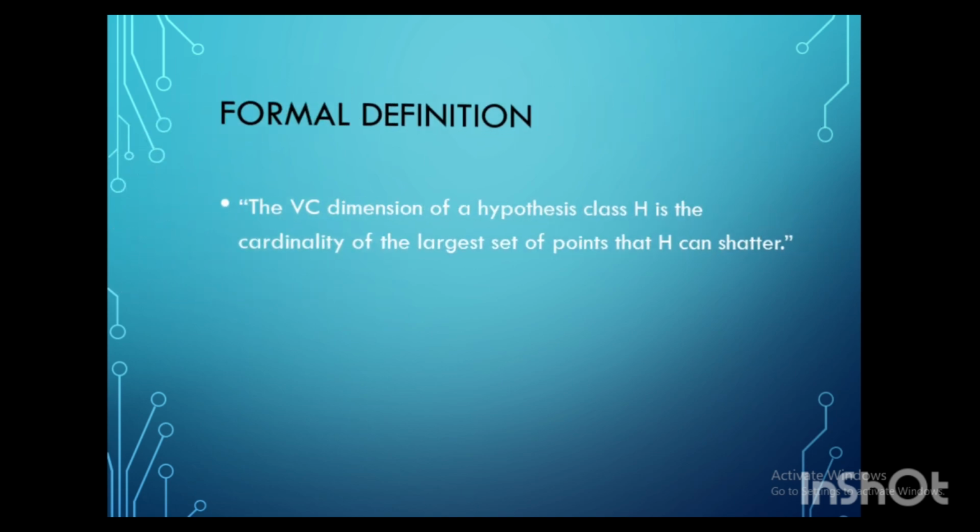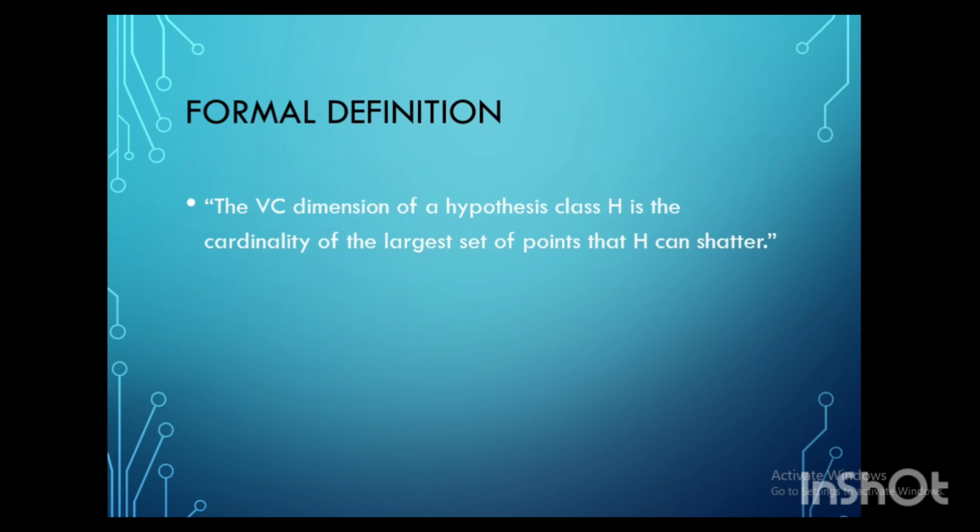Let's go with another slide, the sixth slide. Formal definition. The VC dimension of a hypothesis class H is the cardinality of the largest set of points that H can shatter. The VC dimension of a hypothesis class H is defined as the maximum number of data points that can be shattered by H. It is a theoretical measure used to evaluate model complexity and learning limits.